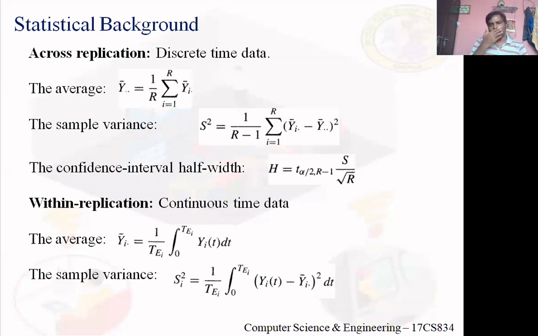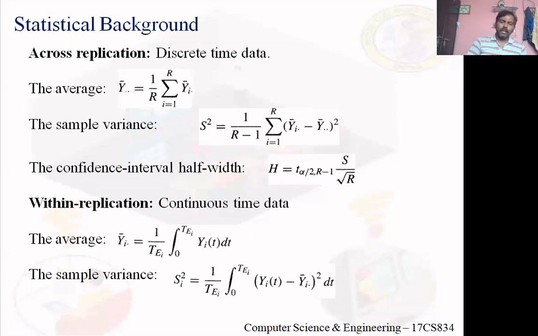Okay. So once we have a standard deviation, we can determine the error. Got it? What error may occur? That is the confidence interval width. Error is computed as h equals t alpha by 2, R minus 1, times S by square root of R. What is alpha? The alpha is determined through the confidence level.